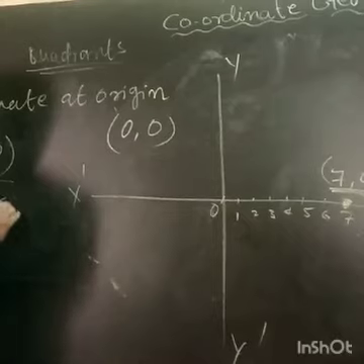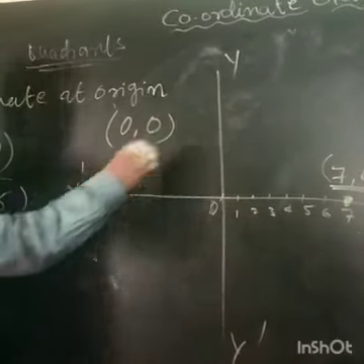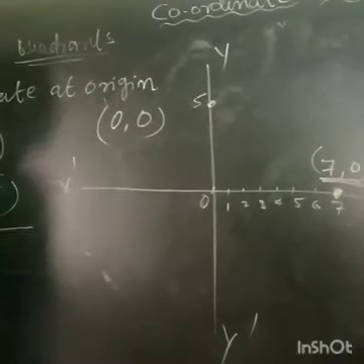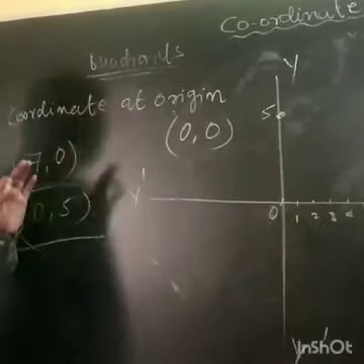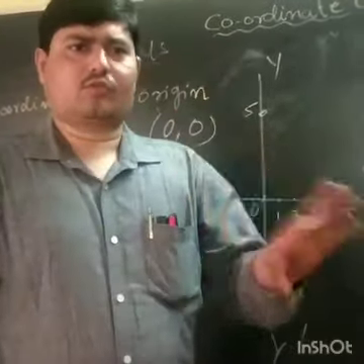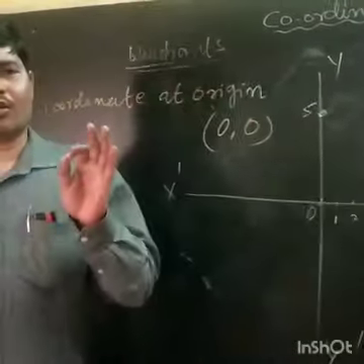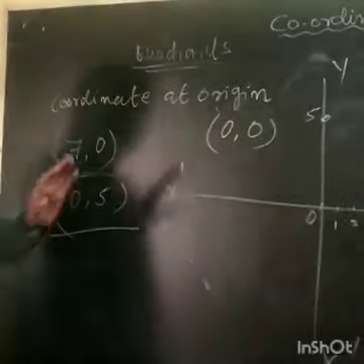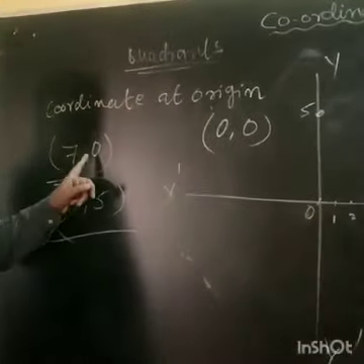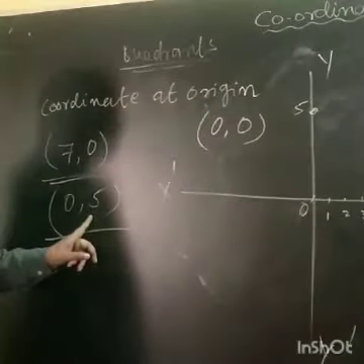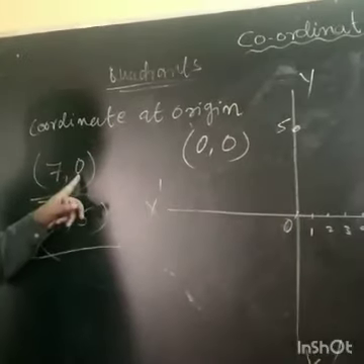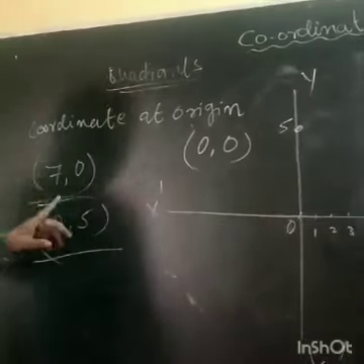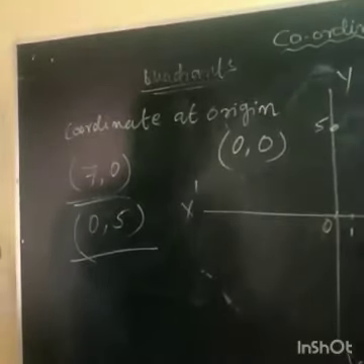Similarly, if it is 0, 5, where does it lie? Suppose here it is 5. This is the location of this point. That is the y-axis. That means if the ordinate is 0, then it will not lie in any of the quadrants. It lies on the axis. If the abscissa is 0, then it lies on the y-axis. If its ordinate is 0, it lies on the x-axis. So that is how you can tell the location of this point.